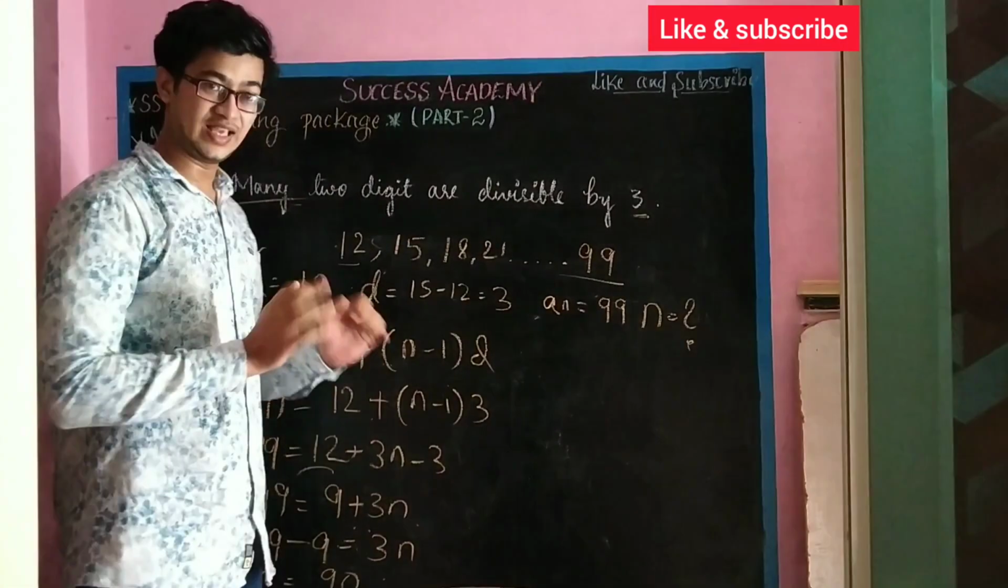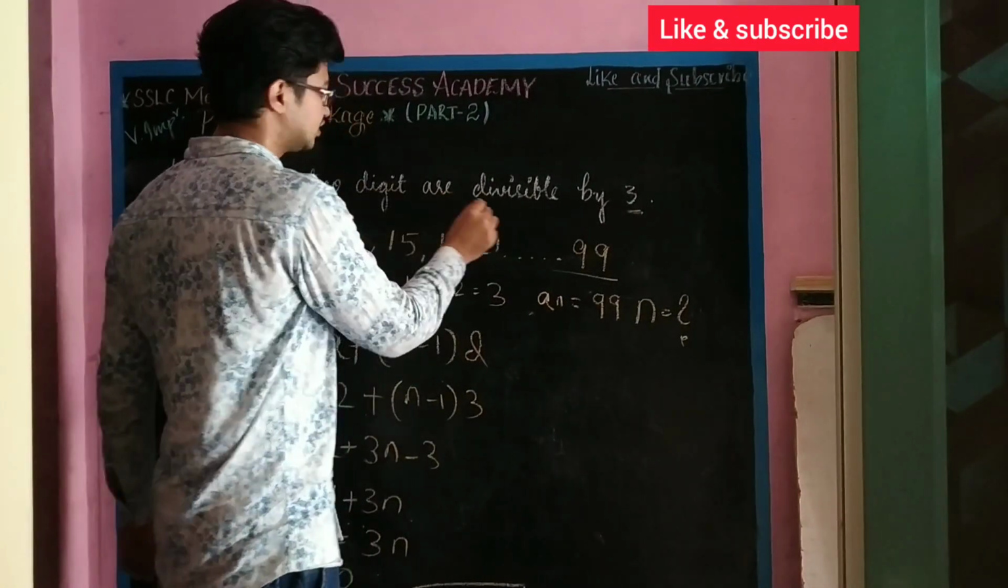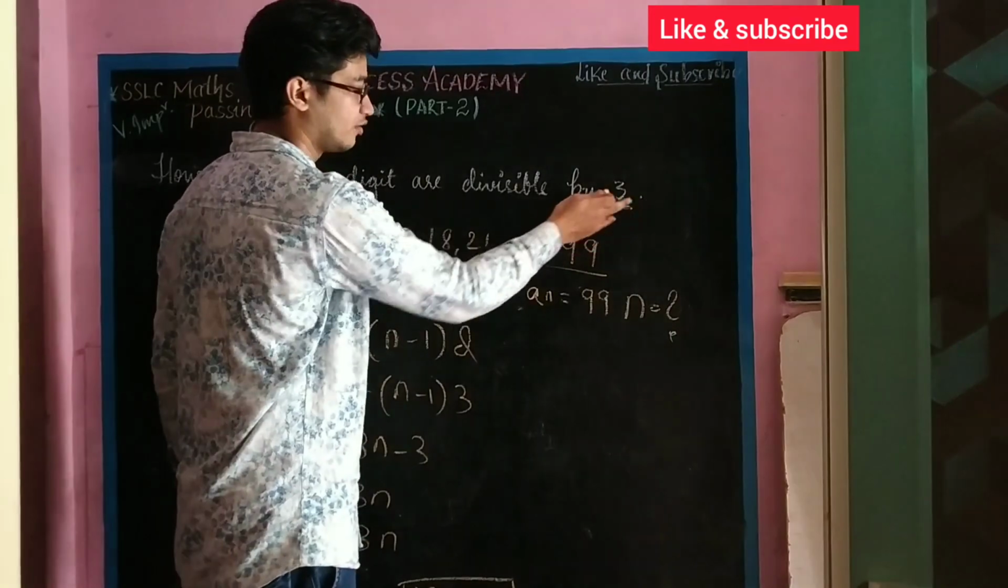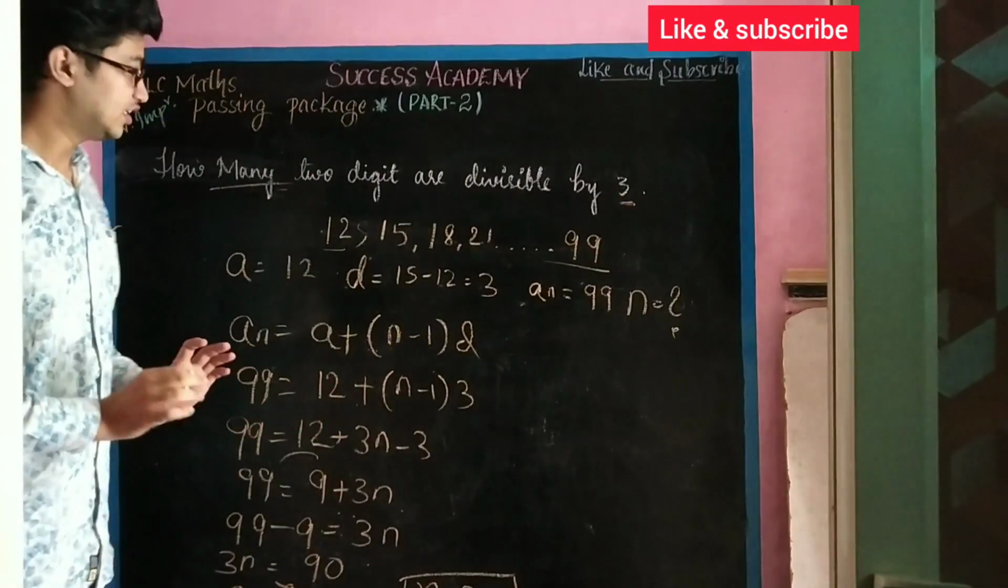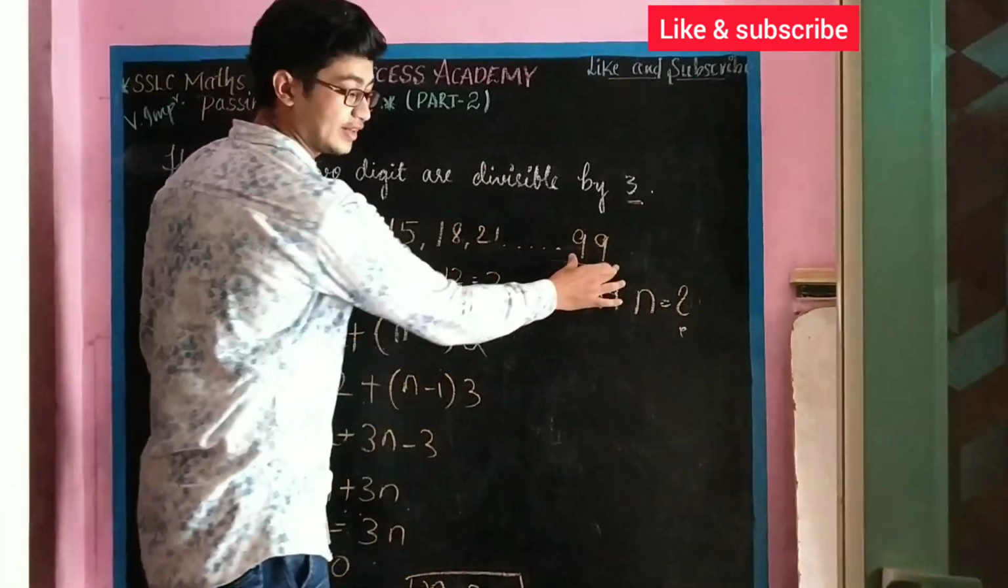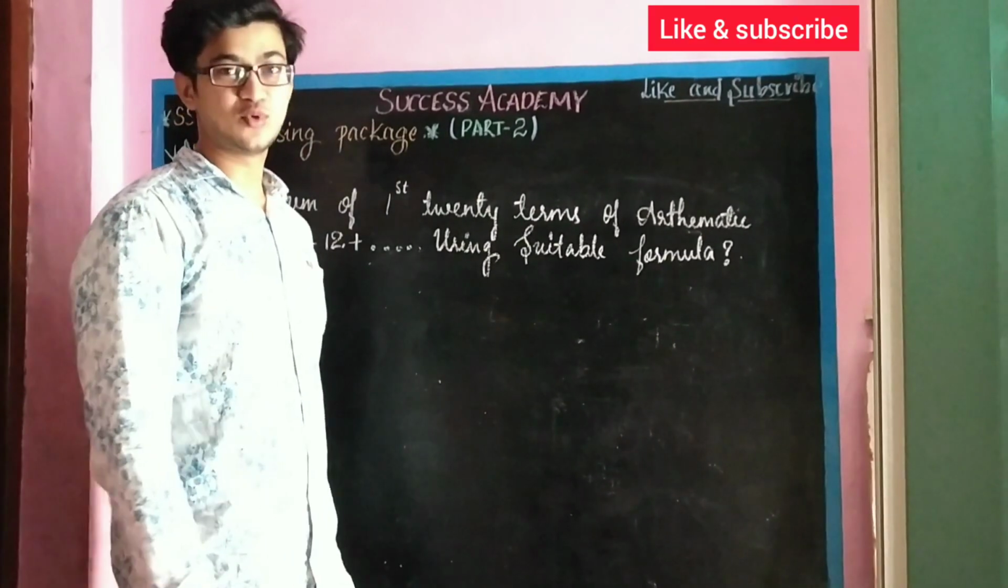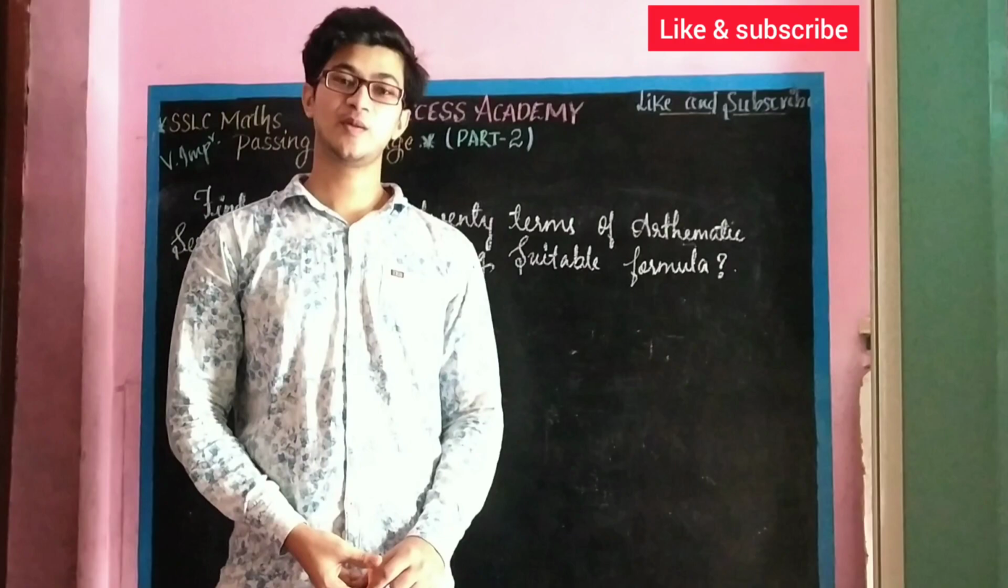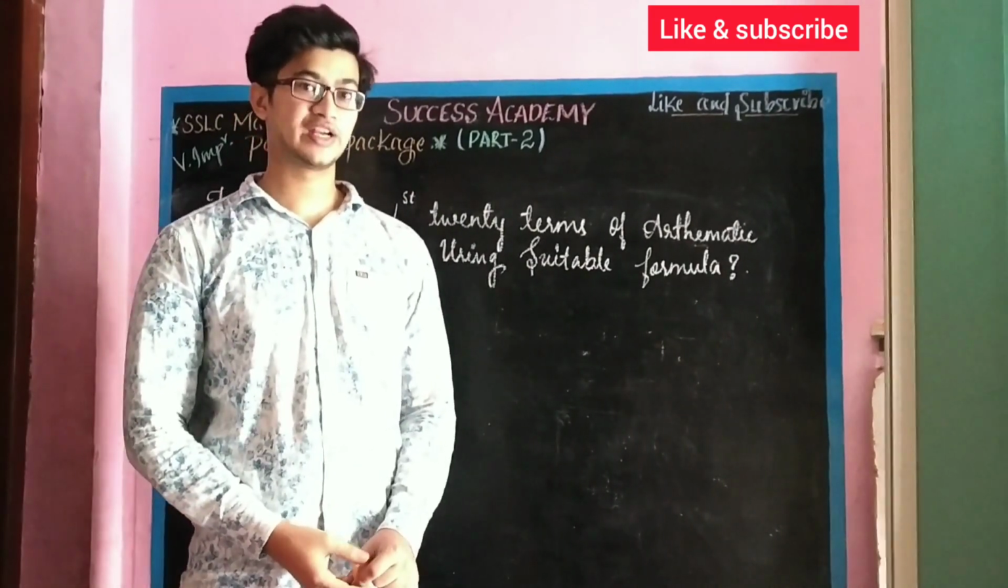Now the same question they can ask you for how many 2-digit numbers are divisible by 2, 4, 5, any number they can ask. You just have to remember the table of that number, the first number where it starts and where it ends. Okay friends, let us move on to our next problem. The next problem is also from AP, which is very important for 2 marks, friends.